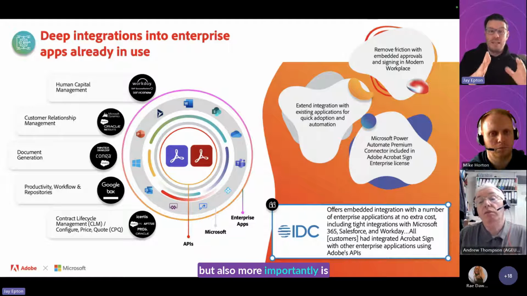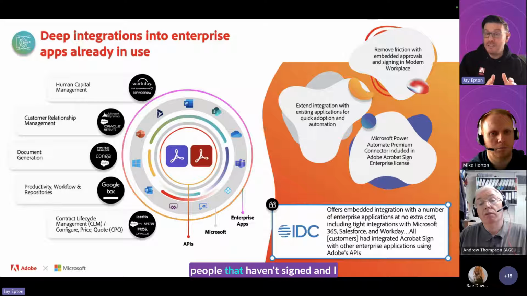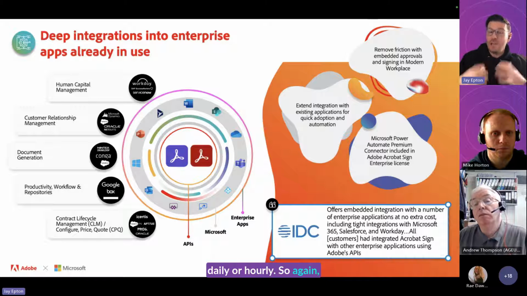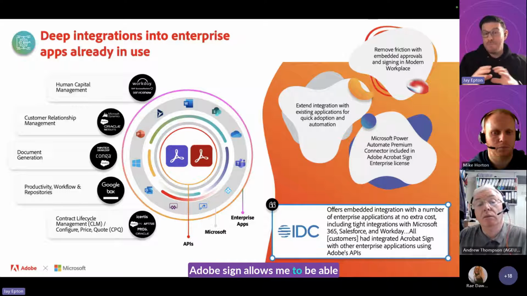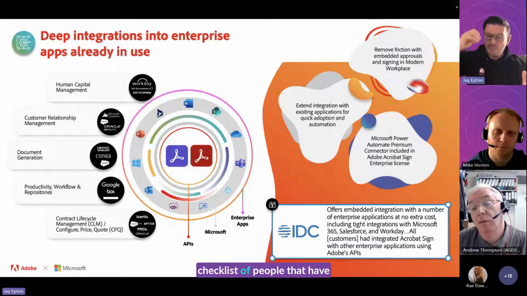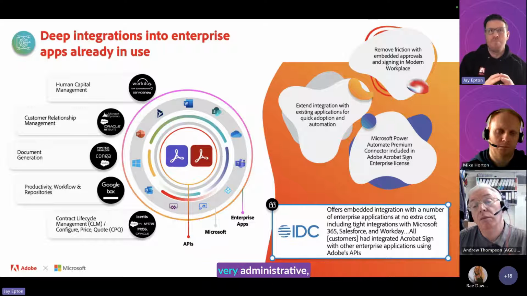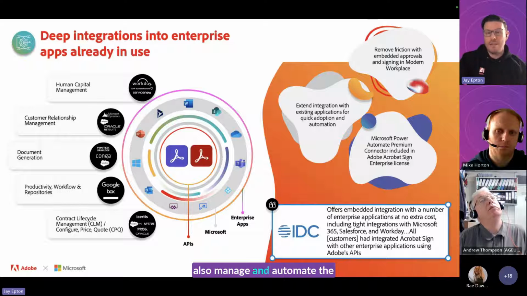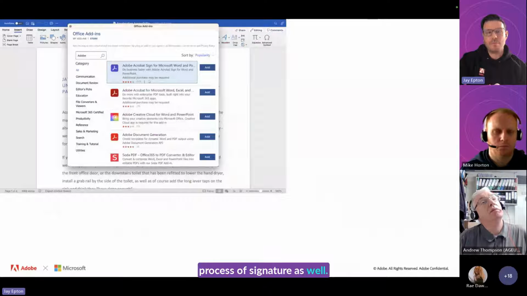But also more importantly, I've still got a list of the people that haven't signed, and I can send them reminders weekly, daily or hourly. So again, Adobe Sign allows me to manage that process very effectively. And rather than having a checklist of people that have signed or not signed and then writing emails and it being very administrative, I can actually automate that and also manage and automate the process of signature as well.